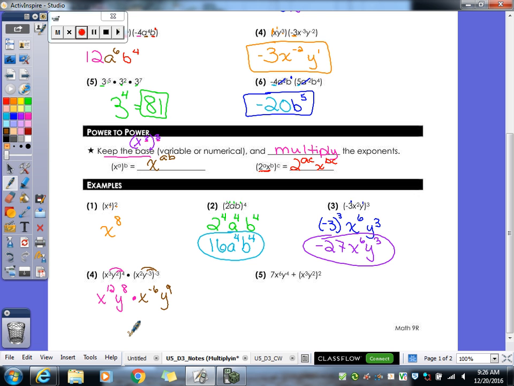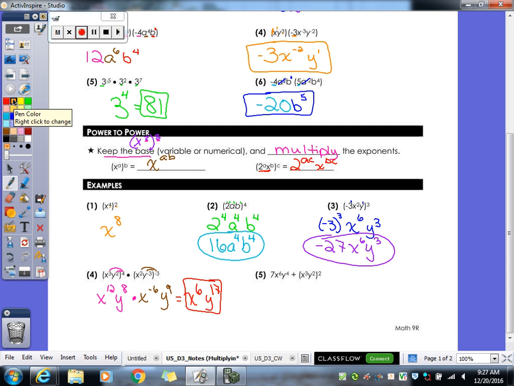Now we have to go back to those multiplication rules we were doing up on the top now. Now we add our exponents, because I have 2 x's I'm multiplying together, so I add those exponents. So 12 plus negative 6. 6, so I get x to the 6th. 8 plus 9 gives us y to the 17th. So it does get tricky when you have to put those 2 rules together, but as long as you keep practicing them, you'll be fine with it.